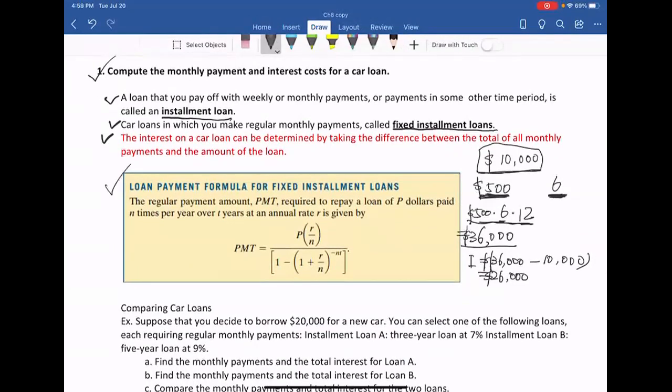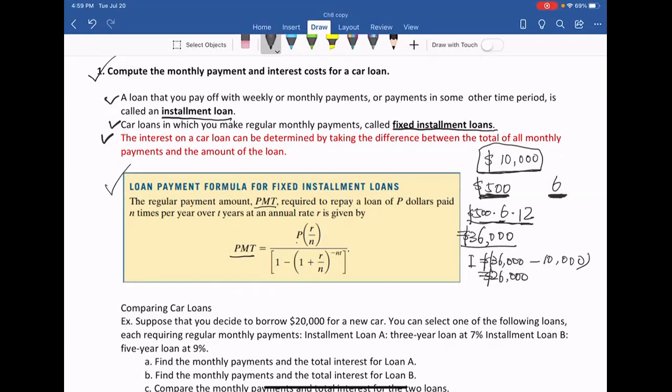Okay, let's move on to the formula part. Loan payment formula for fixed installment loans. The regular payment amount, which we call the PMT, required to repay a loan of $P, paid N times per year over T years at an annual rate R, is given by PMT equals P times R over N, divided by 1 subtract 1 plus R over N to the negative NT.